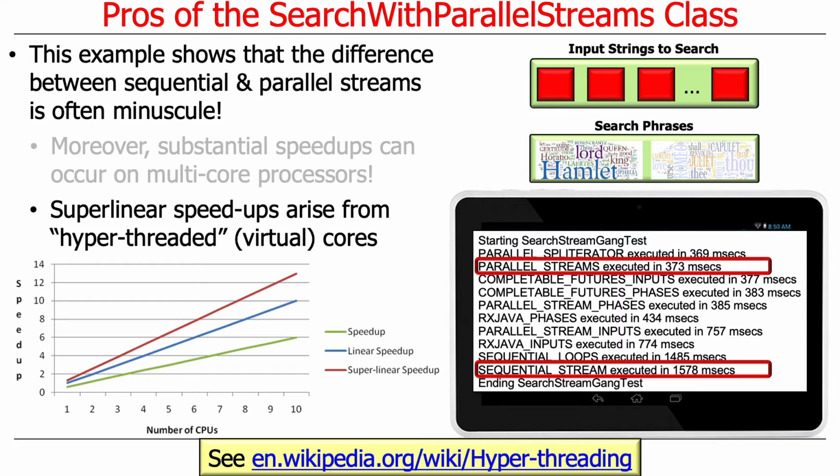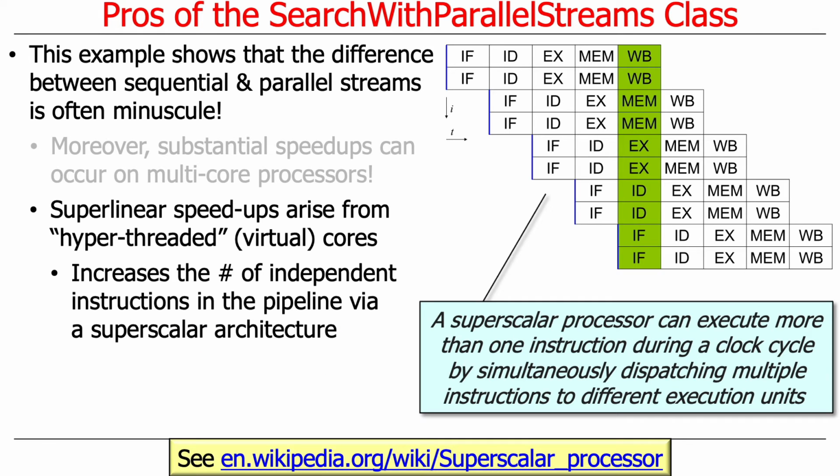Why are we seeing superlinear speedups? That's because these processors have so-called hyperthreaded or virtual cores, and you can read more about them. But basically, this is the way that a hyperthreaded core works. It increases the number of independent instructions in the pipeline using what's called a superscalar architecture. And it allows you to be able to execute more than one instruction during a clock cycle by simultaneously dispatching multiple instructions to different execution units.